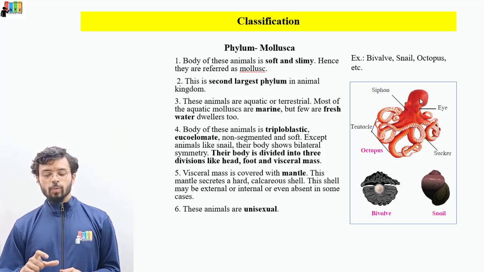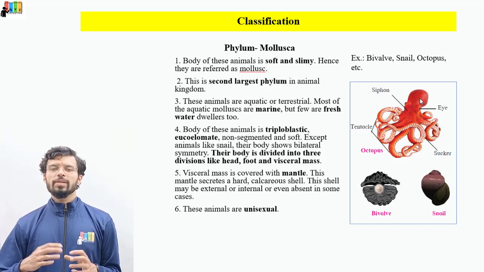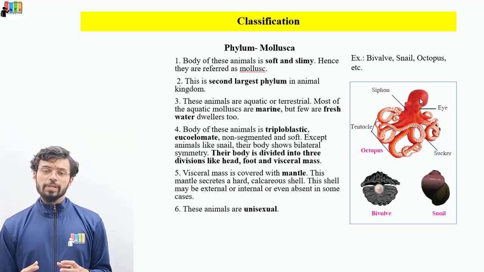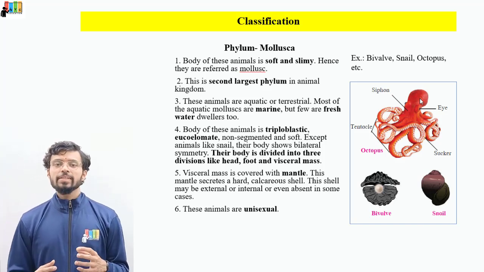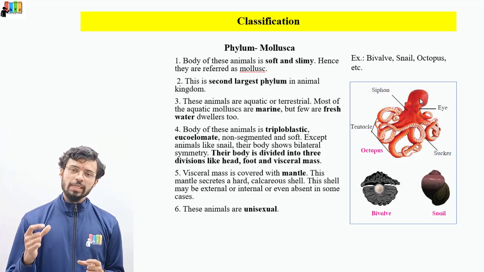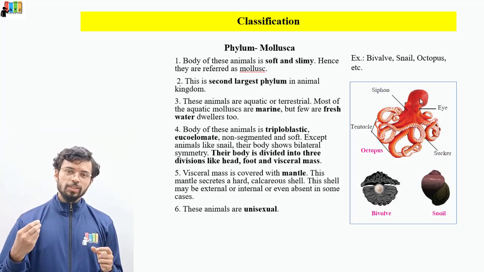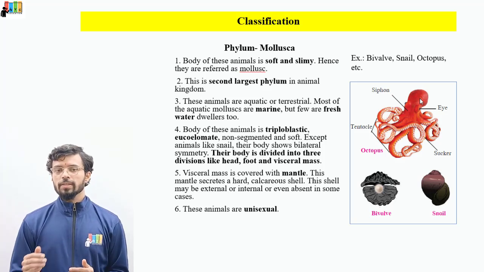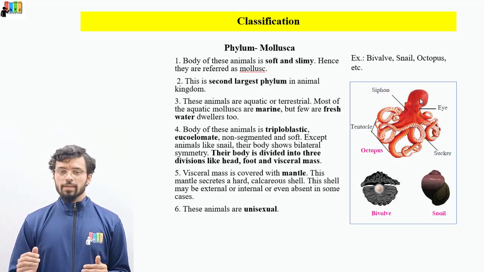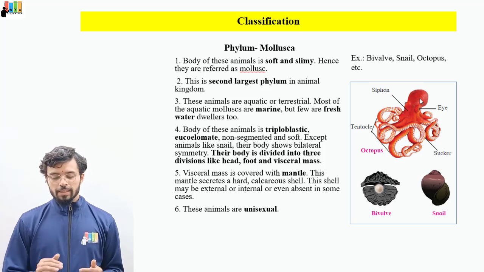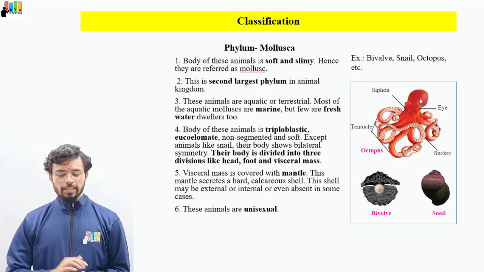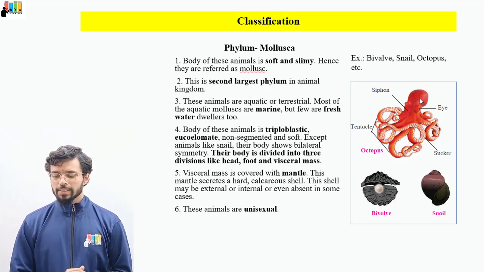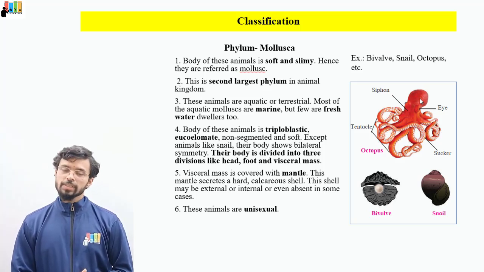Now, this mantle is what? It is again a calcium carbonate or a very hard exoskeleton made up of carbonates, and it is external in the case of cone snails. Cone snails are what you collect on the beach, right? Or the normal snail which bears its shell. But in the case of octopi, it is internal. So this can be internal and external as well. And these animals are also unisexual. Examples are bivalves, snails, octopuses, etc. Right?